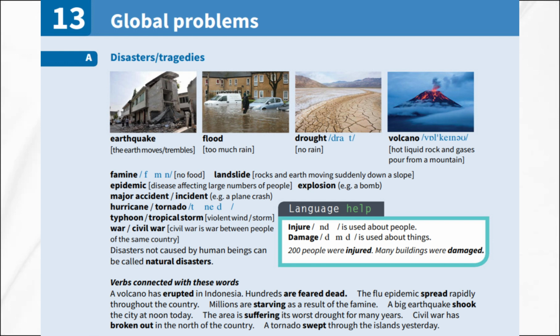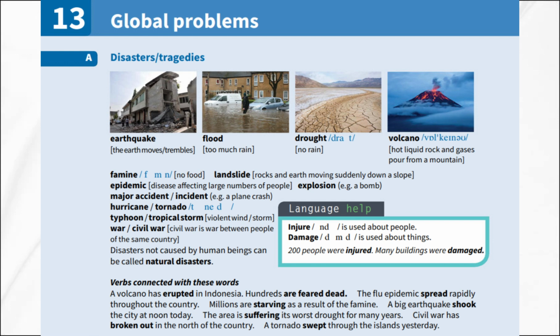Today, we are going to discuss a serious but important topic, global problems. We will look at disasters and tragedies, the verbs we use to talk about them, the words for people involved in these events, and finally, some common diseases and epidemics. This is vocabulary that you often see in news reports and documentaries, so it is very useful to know.